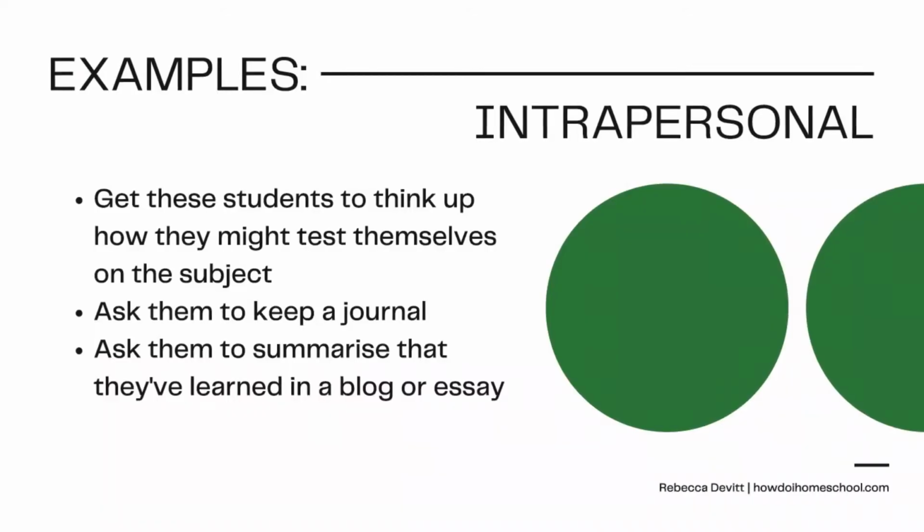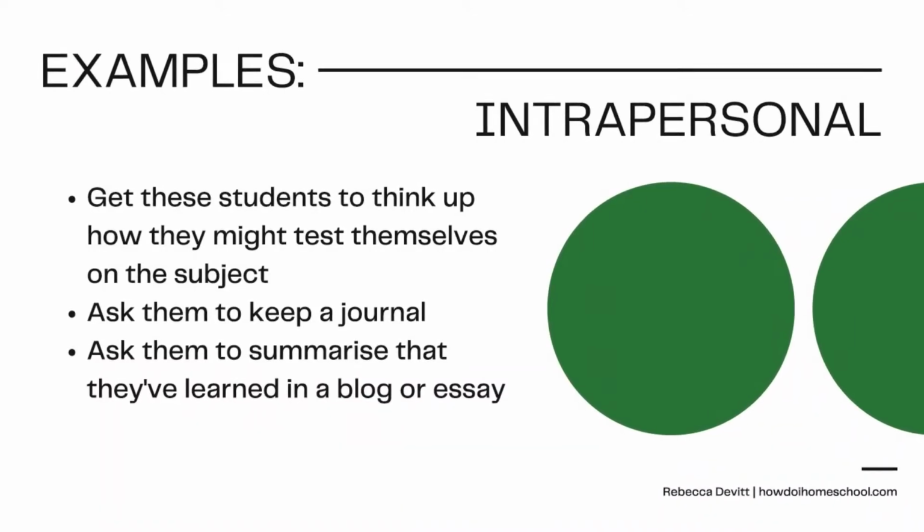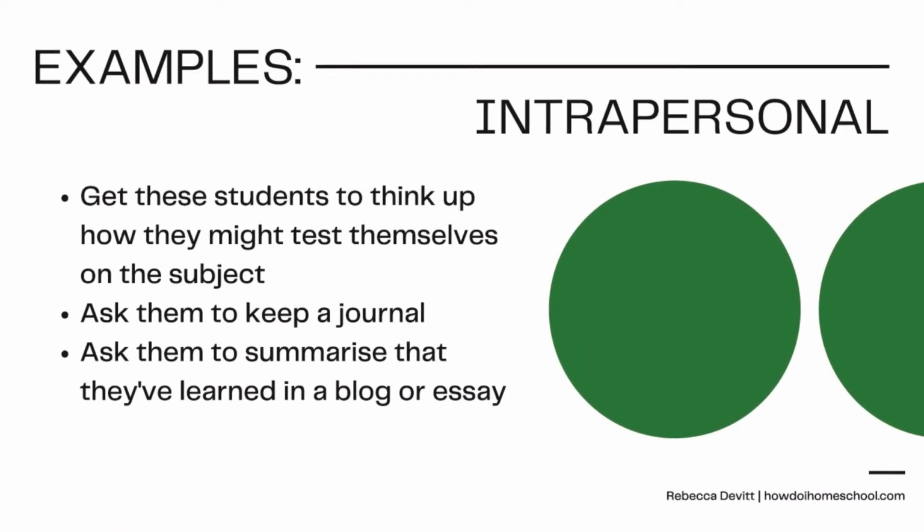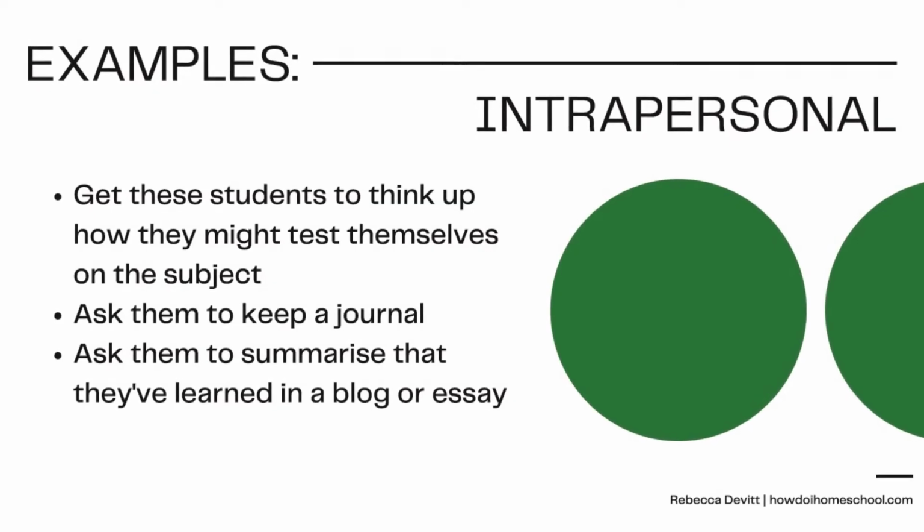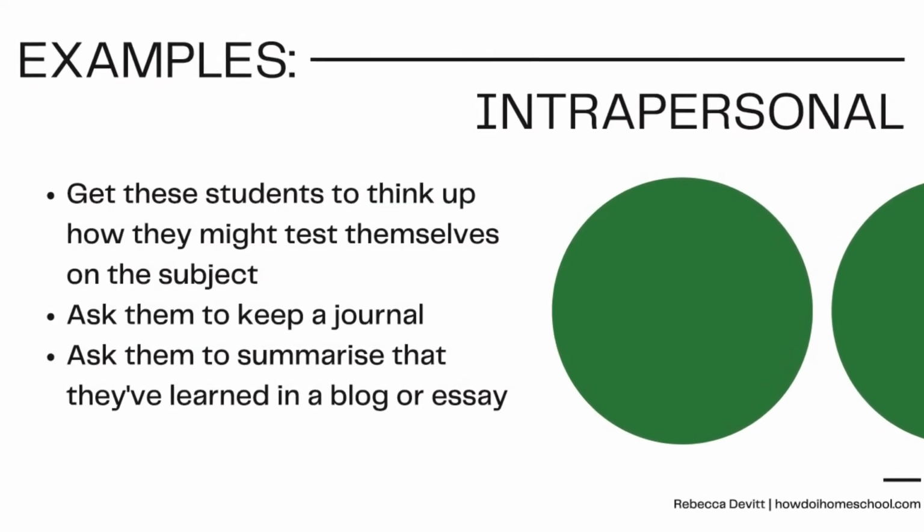People with high intrapersonal intelligence tend to love journaling. If you have a child with high intrapersonal intelligence, you might ask them to think about their weak points and their strengths, and think about how they might test themselves on a subject. You might get them to keep a journal every day of what they're thinking and feeling or what's going on. That could be really great writing practice. And another thing you could do is ask them to summarize the things they've learned in a blog or in an essay.